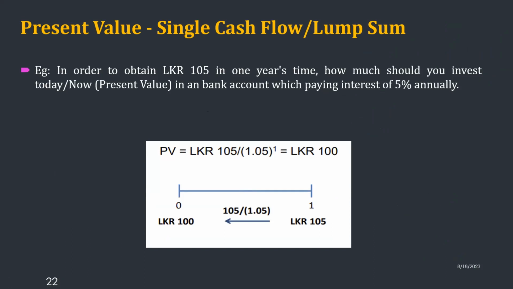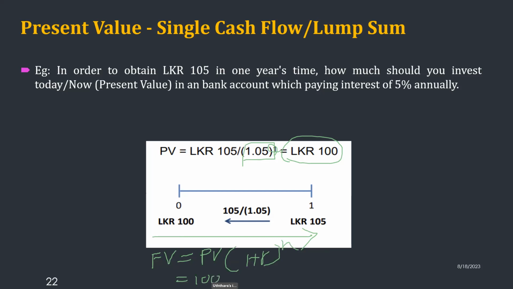Previously, what we discussed was, we have 100 rupees, and how much will that 100 rupees be in 1 year's time if the interest rate is 5%. Then we are calculating the cash flows forward in time, or compounding. We use the future value equals present value times (1 plus R) to the power n: 100 times (1 plus 0.05 times 1), and you get an answer of 105.